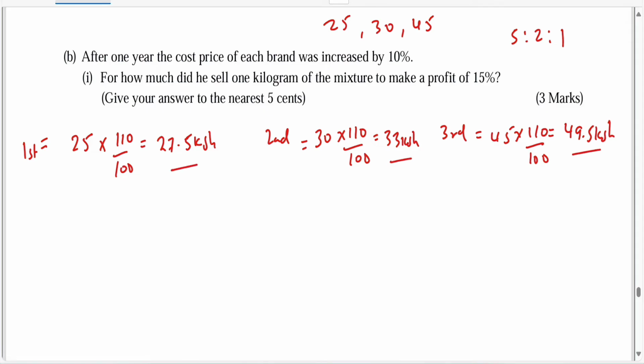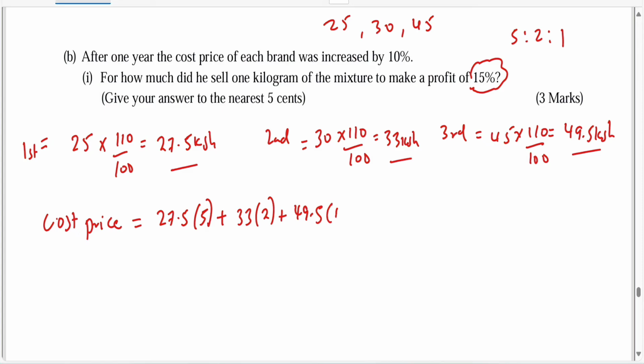So ameulizwa, how much did he sell 1 kilogram of the mixture to make a profit of 15%? So but let's find out the cost price per kg, the new cost price. So you do the same, ratio haijabadilika, ni the same ratio. So you take the cost prices, multiply by its ratios. So ya kwanza 27.5 times 5, ya pili ni 33 in which ratio yake ilikuwa ni 2, na ya mwisho ilikuwa ni 49.5, ratio yake ni 1, divide by the total ratio which is 8. So ni 5 plus 2 plus 1 which is just 8.